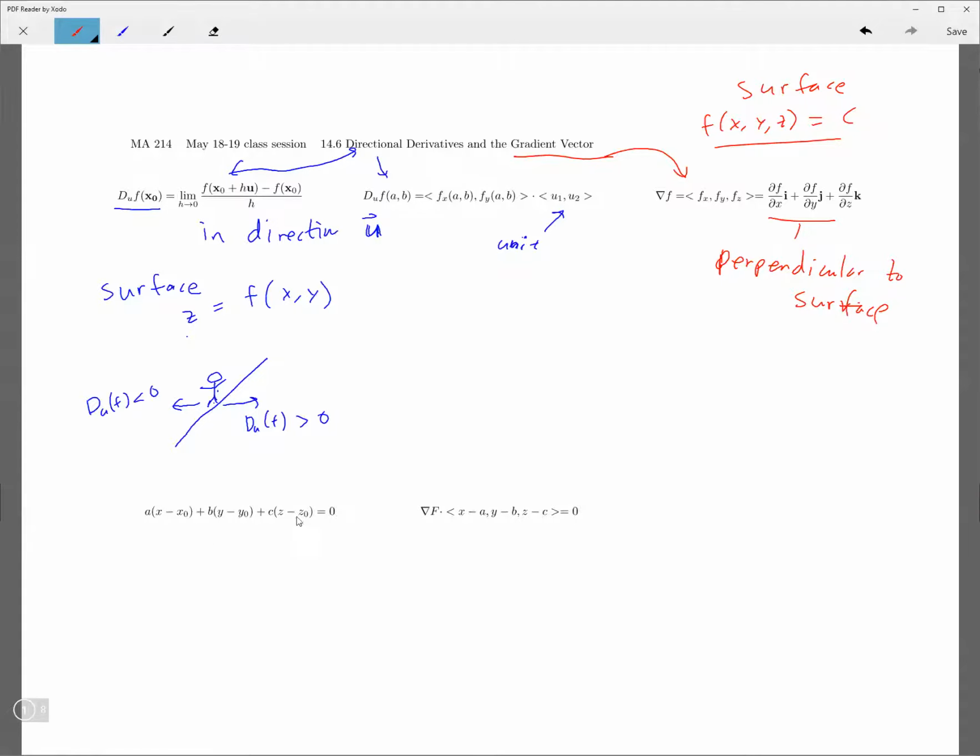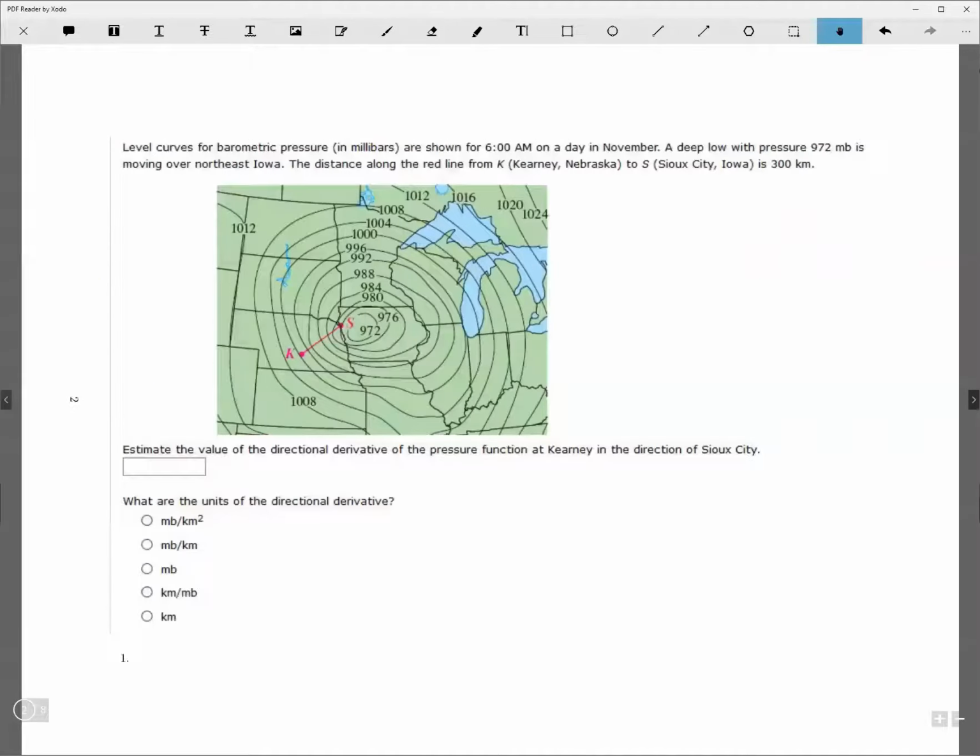Okay, and these are equations of plane right here. The equation of the plane that is tangent to the surface. Those are those two right there. And I think we've gone over those before. Okay, so with that in mind, let's go ahead and do some calculations, or let's take a look at this right here.